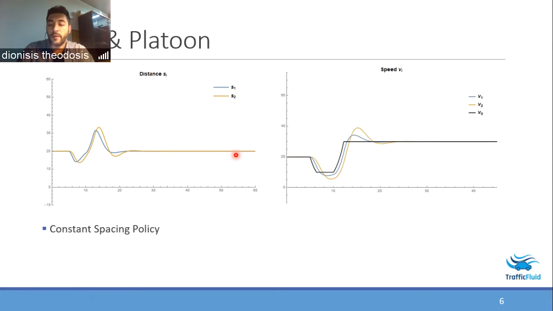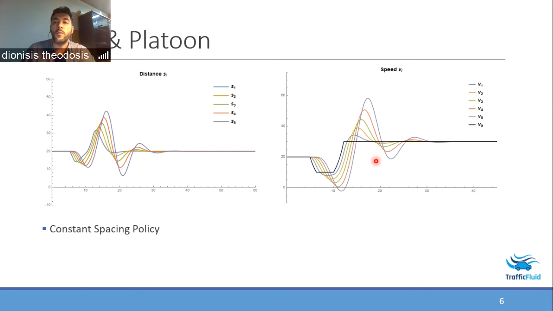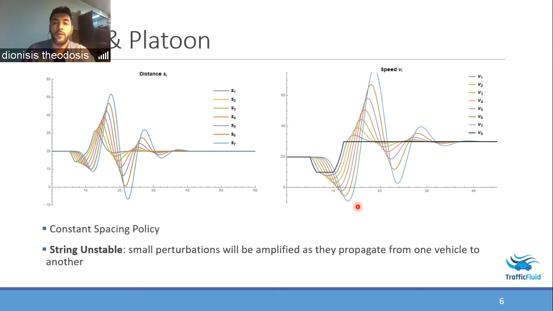But as we increase the number of vehicles in the platoon, we see that this overshoot keeps increasing. So for 3 vehicles, this overshoot is even larger, for 5 vehicles even more, and for 7 vehicles we see some very undesirable phenomena. We may have negative speeds, which are unrealistic. We might have very large speeds, which are again unrealistic. We may even have distances that are negative, which imply, of course, collisions. This is what we call string instability, when small perturbations are amplified as they propagate from one vehicle to another on the string of vehicles.